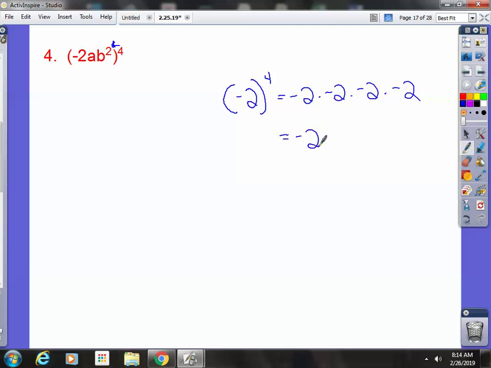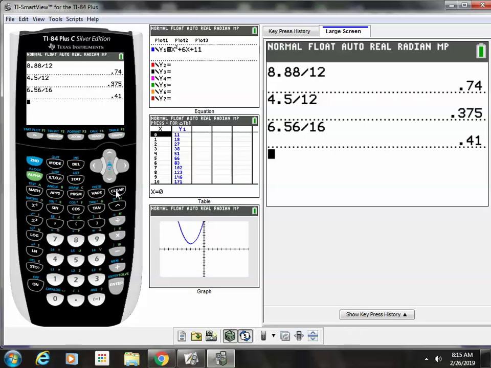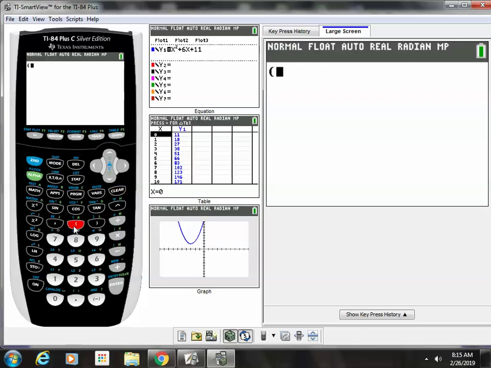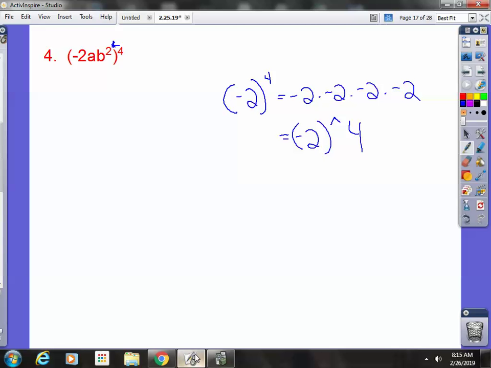Or on your calculator, you could do it like that. What is negative 2 to the 4th power? If I need a calculator, guys, you can go ahead and grab one. I'll do it for you. Okay, so we're typing in negative 2 to the 4th power. You have to put it inside of parentheses. Any negative number. Negative 2 to the 4th power is 16. So I'm going to replace the negative 2 to the 4th with 16.